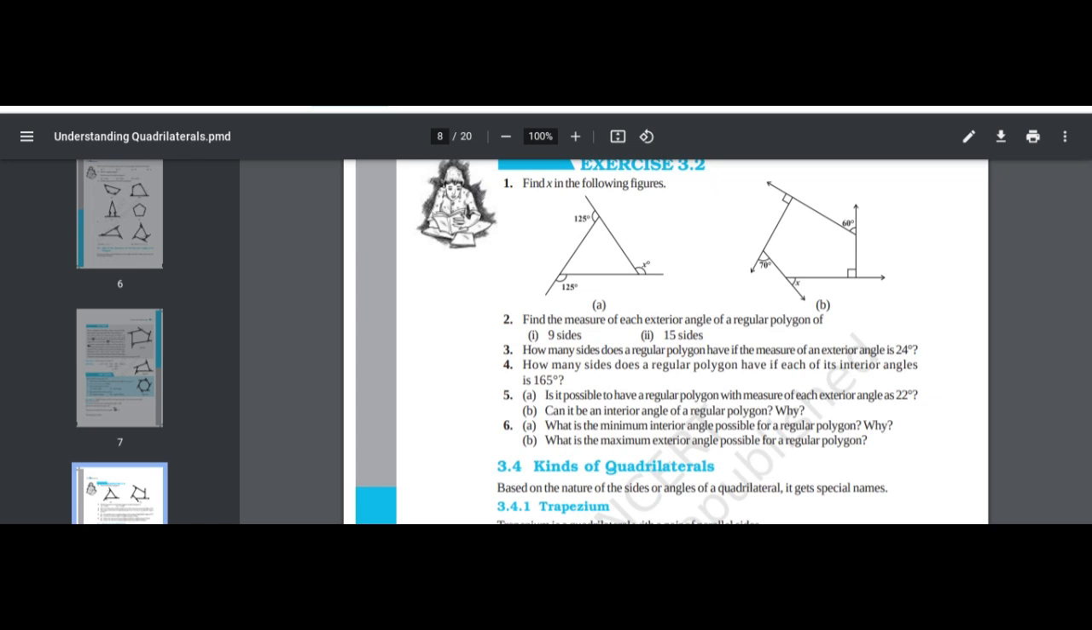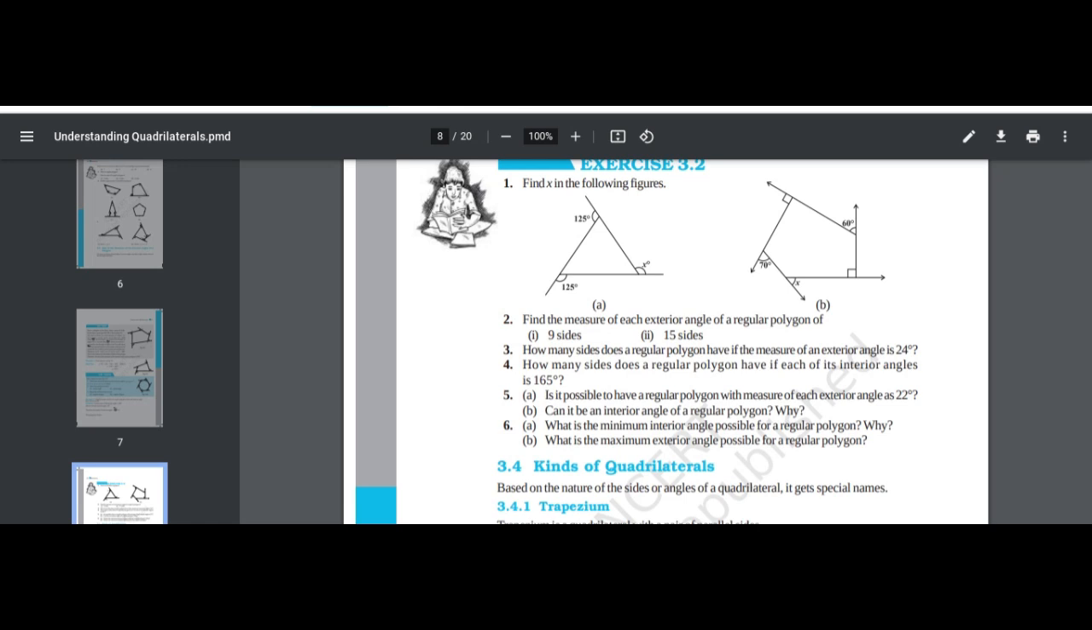I will write the answer. I'm just giving a little bit of explanation about it. Can it be an interior angle of a regular polygon? If it is not an exterior angle, does it have to be an interior angle? If the interior angle is 22, to find the exterior angle we subtract the given angle from 180. Then the answer will be 150.